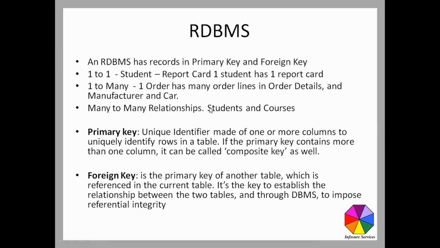The information: students, there are a few students, and here there are a few courses. Each course can have many students. Each student can be in multiple courses. So this is the kind of relationships which are there. So a primary key is a unique identifier made of one or more columns.